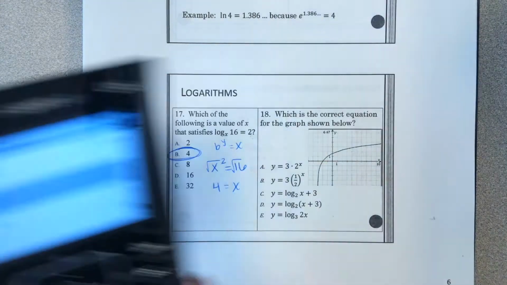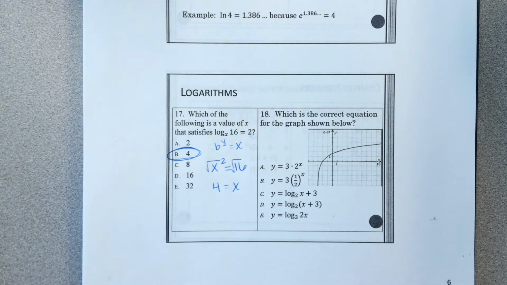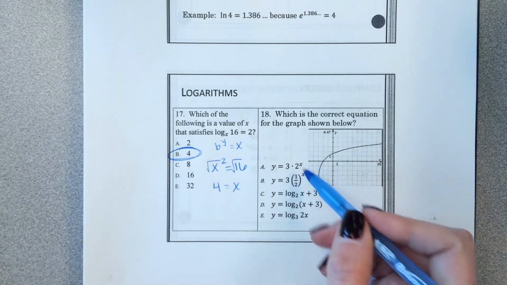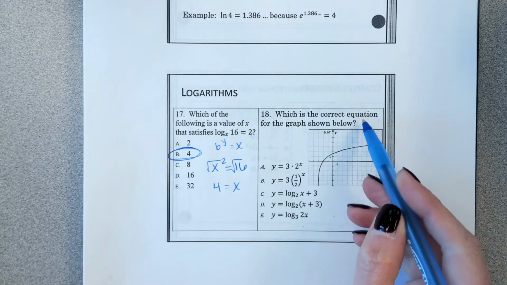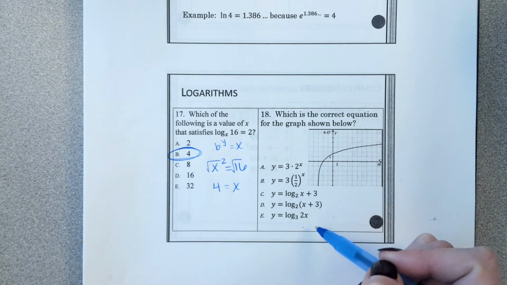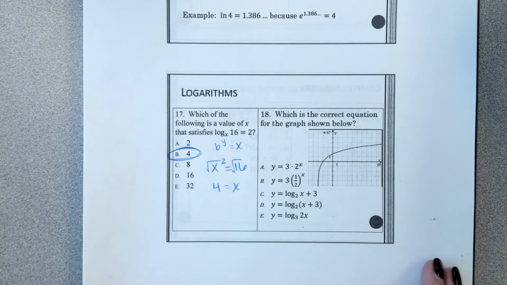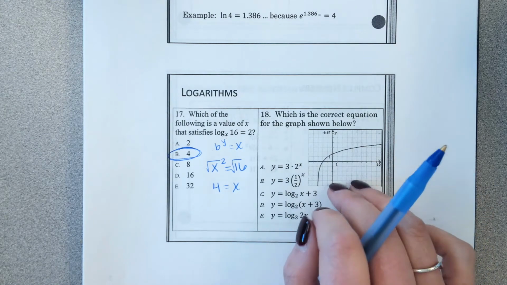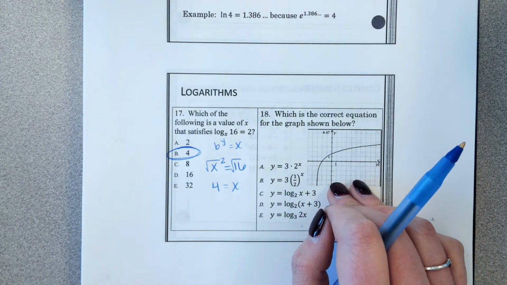Okay, the other type of log problem that you can do in the calculator will be a graph. Either you're shown a graph and have to pick the equation, or you're given the equation and you have to pick the graph. Ideally, it'll give you the equation. That way you only have to type one equation in the calculator and then find the answer. If you have a graph, you can do it a couple different ways.